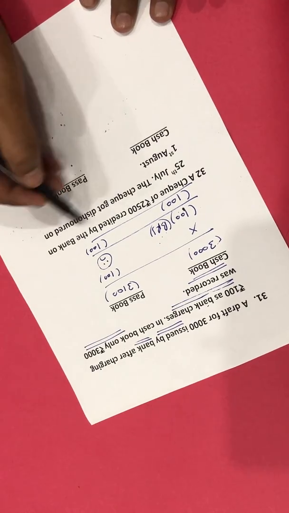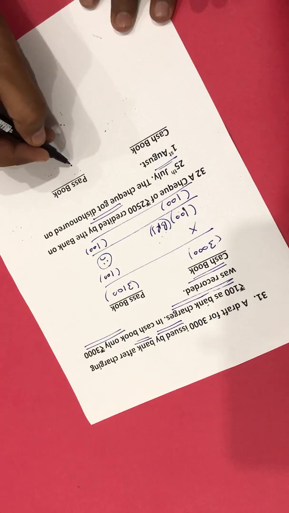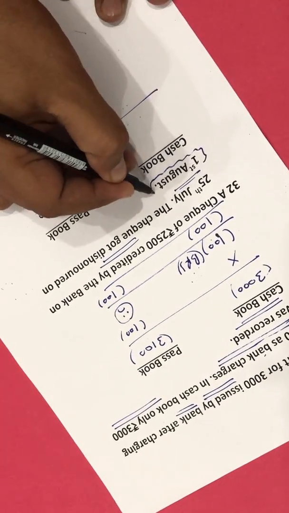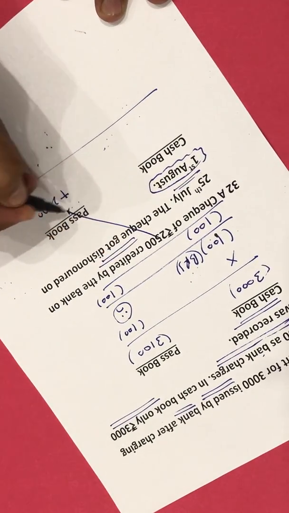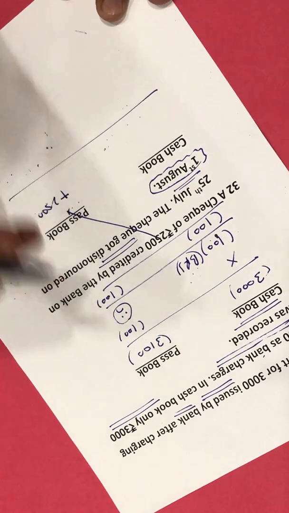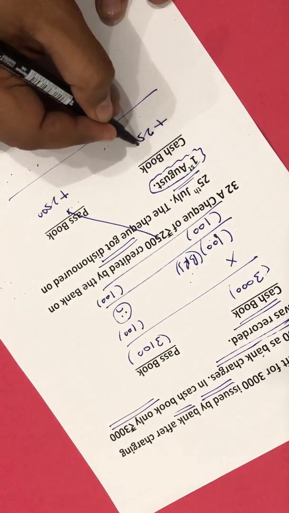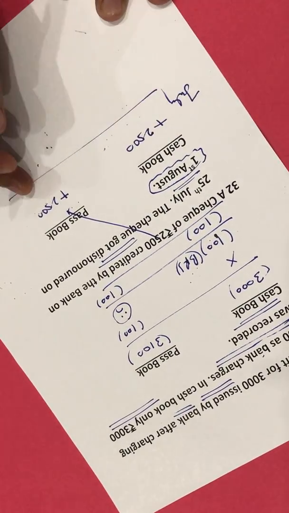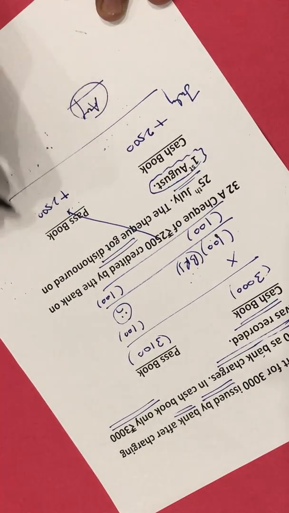Okay, now the last point, a check of 2500 credited by the bank. When the bank credits, it means add. So the bank has credited it in July, and it got dishonored on 1st of August in the next month. You have to understand one thing: if the bank has credited this, it means we have deposited the check into the bank, so before this it would already have been added in the cash book. So in July this check was added in both the books and it got dishonored in August, so it will be rectified in the next month, not here.